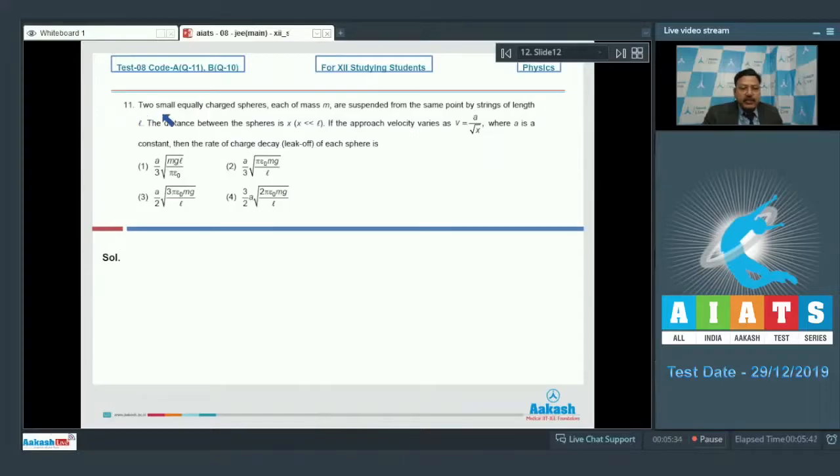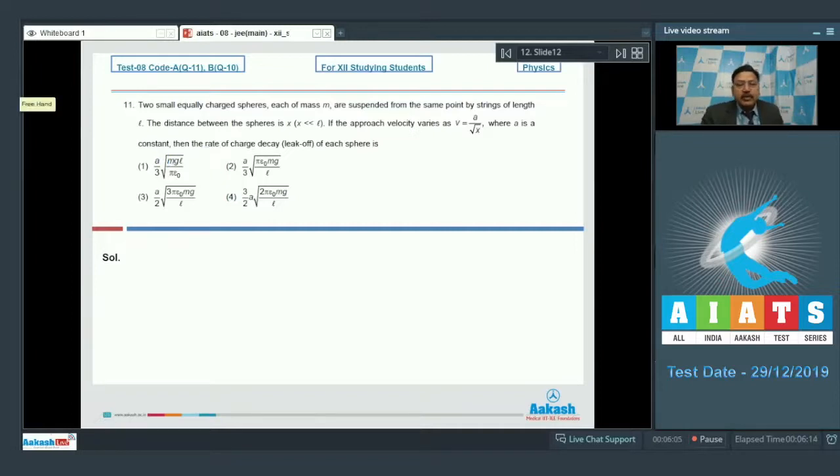Question 11 says, two small equally charged spheres, each of mass m, are suspended from the same point by strings of length L. The distance between the spheres is x, being very small compared to L. If the approach velocity varies as v is equal to a by root x, where a is a constant, then the rate of charge decay (leak-off) of each sphere is, and we have been given these four options.